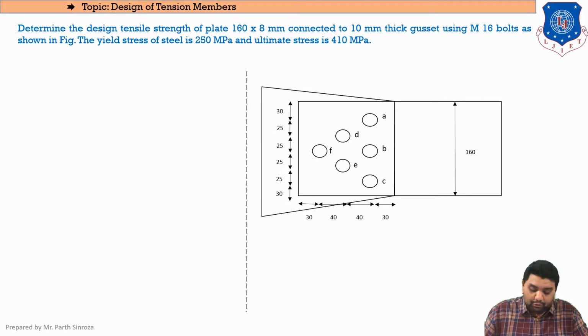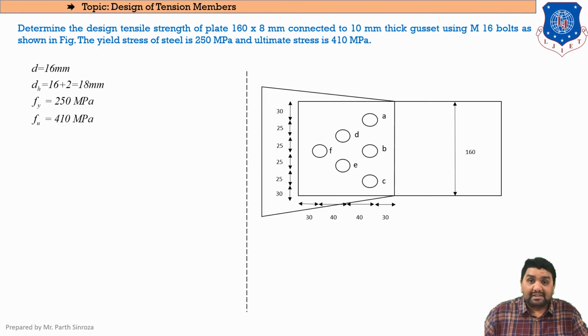And now we will be moving on to the solution. The width of the plate is given in the question as 160, and the thickness of the plate is 8 mm. Moving further, the diameter of the bolt is 16. So the diameter of the hole in this case will be 18 as per our IS code. We have to take a clearance of 2 mm. And Fy and Fu are given in the question.